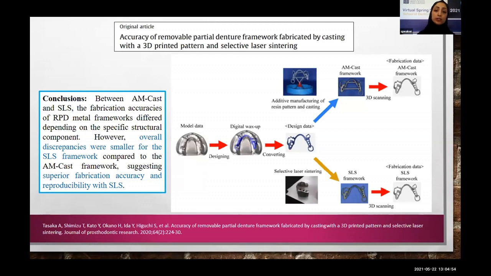Et al. evaluated the accuracy of removable partial denture frameworks fabricated by casting a 3D printed pattern, compared with partial denture frameworks fabricated by selective laser sintering. Their results showed that overall discrepancies were smaller for SLS frameworks, so they suggested the SLS framework as a superior technique.